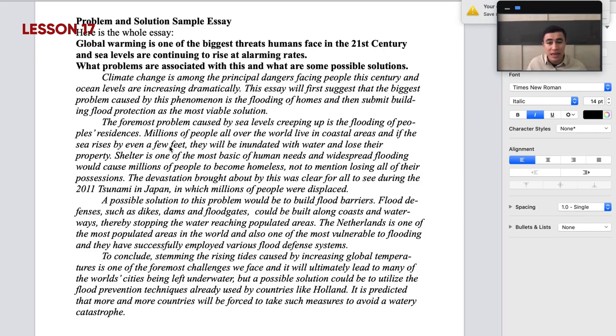To conclude, stemming the rising tides caused by increasing global temperatures is one of the foremost challenges we face, and it will ultimately lead to many of the world's cities being left underwater. But a possible solution could be to utilize the flood prevention techniques already used by countries like Holland. It is predicted that more and more countries will be forced to take such measures to avoid a watery catastrophe.